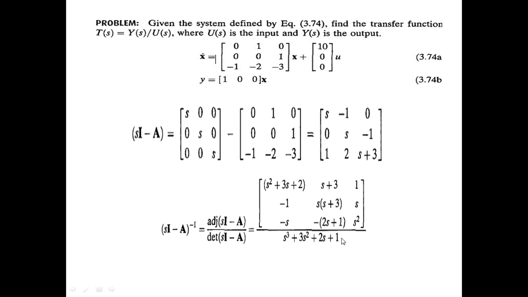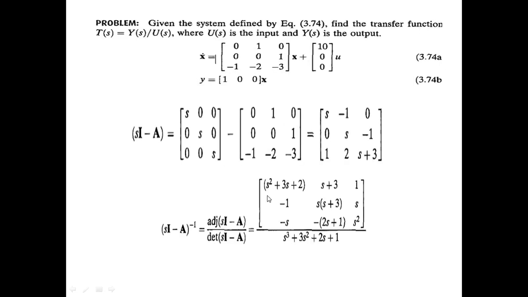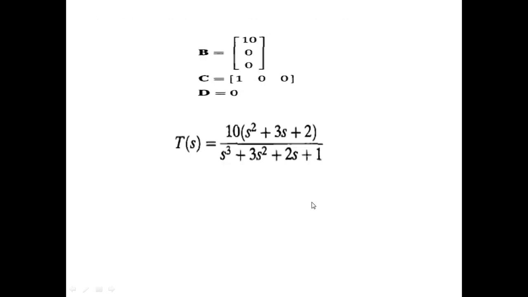So if I find the adjoint value here, we get this value. Then the B value is 10, 0, 0 from the given one, and this is the final one. If I simplify this and multiply with C, we get the final answer as 10s square plus 10 into (s square plus 3s plus 2), divided by s cube plus 3s square plus 2s plus 1. Thank you.